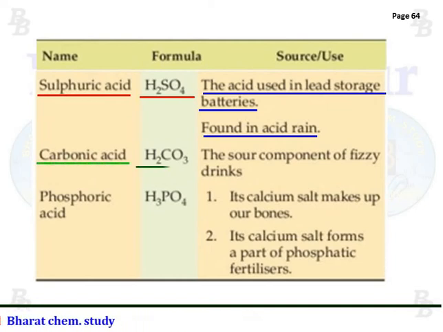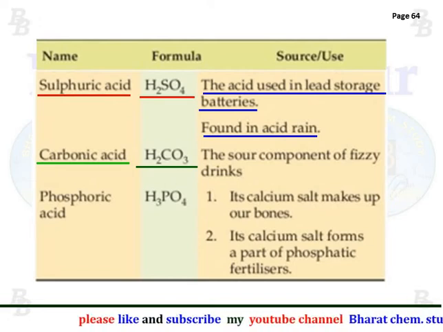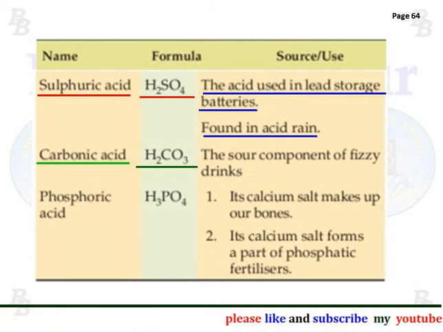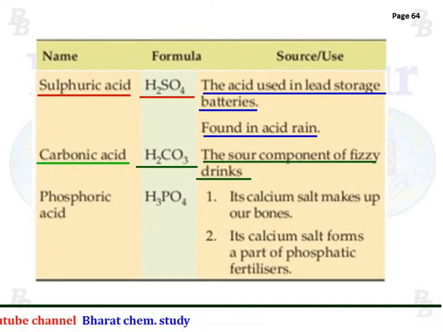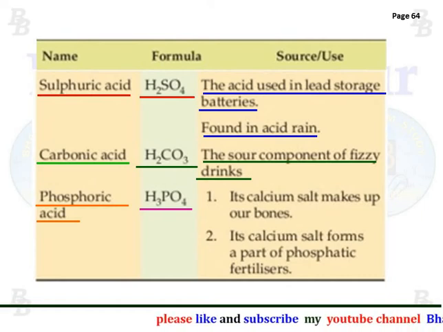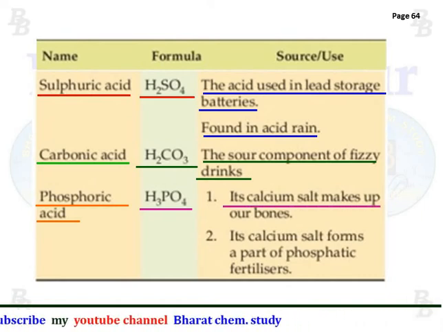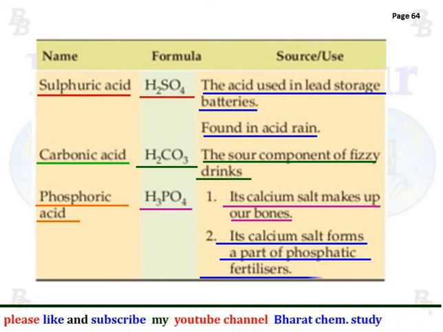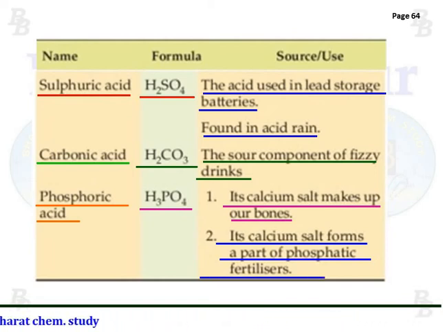Carbonic acid, H2CO3. This carbonic acid is found in most of your soft drinks, your fizzy drinks like Coca-Cola, Thums Up. So our fizzy drinks contain carbonic acid in them. Phosphoric acid, having the formula H3PO4. Its calcium salt makes up our bones, and its calcium salt forms a part of phosphatic fertilizer. So phosphoric acid is also used for making fertilizers.